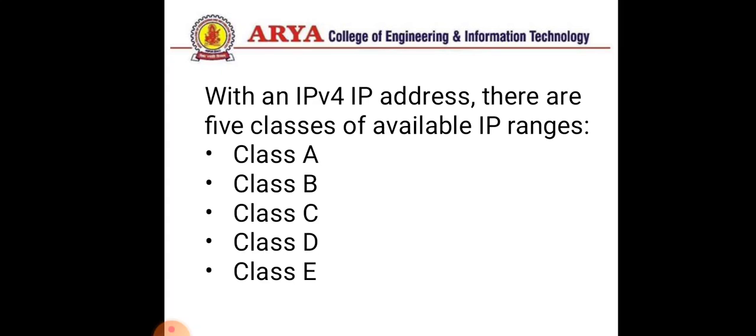Now the next one is class C. In class C, the first three bits are 110, and these are used to define its class type. The first block in class C covers addressing from 192.0.0.0 to 192.0.0.255. The network ID contains 21 bits and the host ID contains 8 bits only. Now the next one is class D. In class D, the first four bits are 1110. Fine. And class D is reserved for multicast addressing.